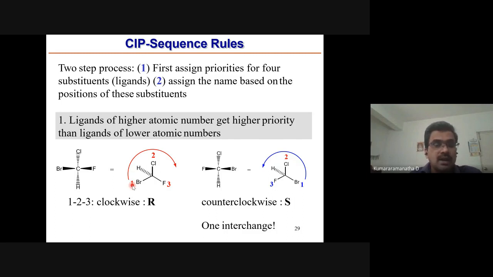Now 1, 2, 3. If you have it like this, the sequence is R. You can write R like this, right? One line and followed by R. So this is the R assignment.